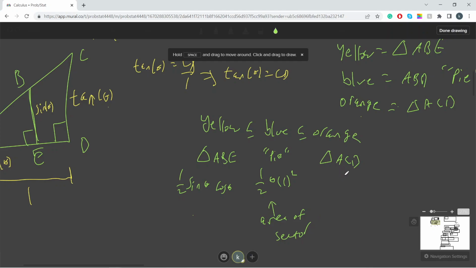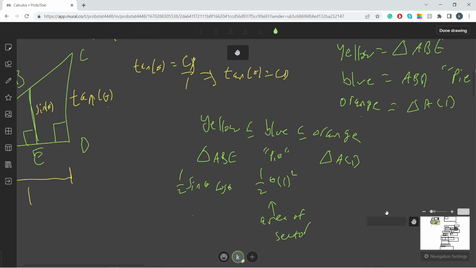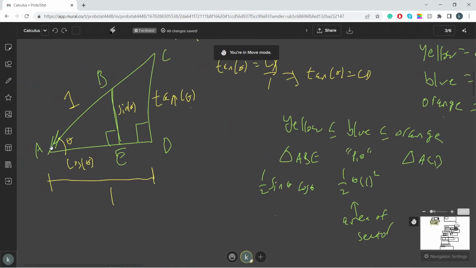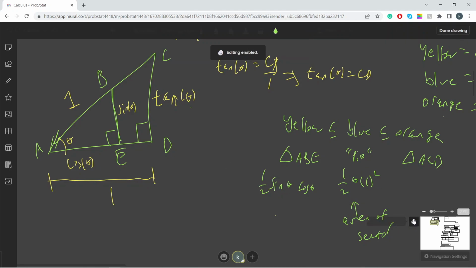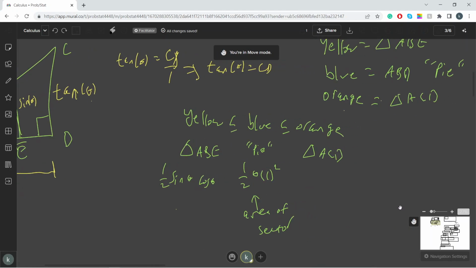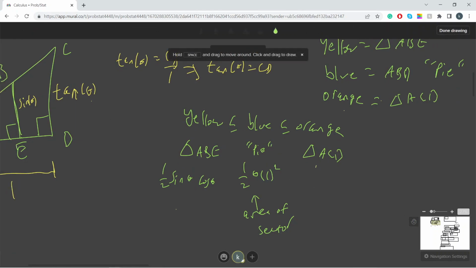And the last thing we need to know is the area of triangle ACD. Well, as you see here, the base length is 1 and the height is tangent theta. So the area will simply be 1/2 tangent theta.